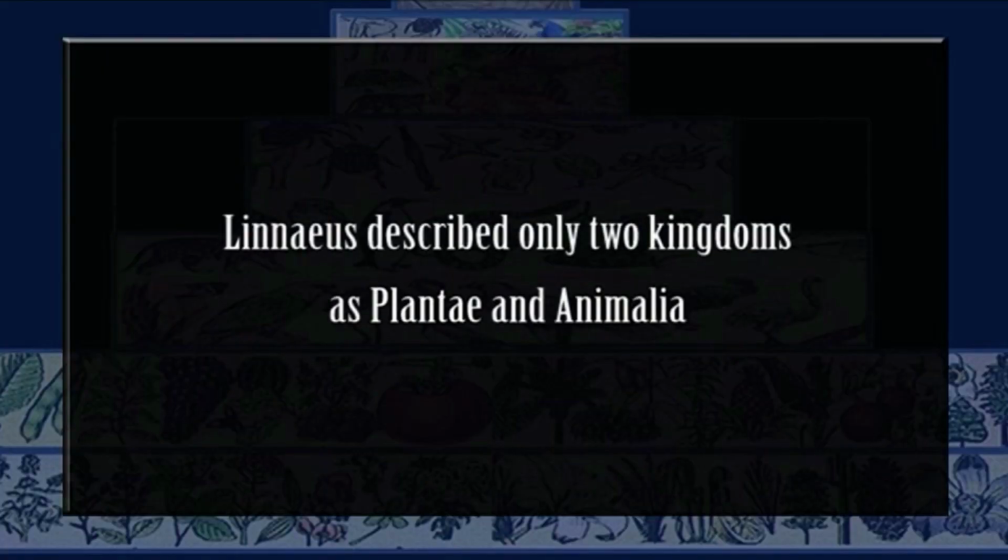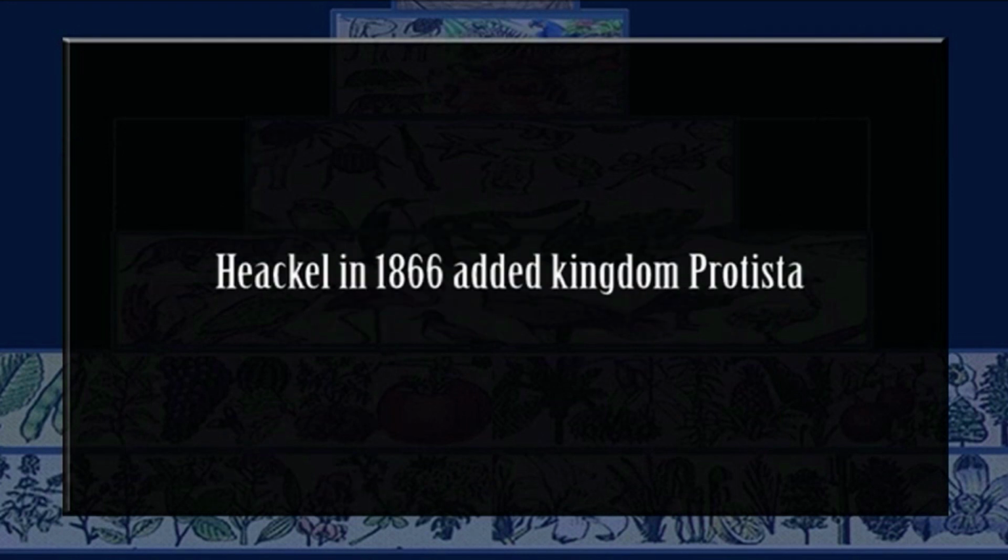The rank kingdom in classification has been in a state of change due to ongoing research and discussion. Different models of classification systems provide different numbers of kingdoms of living organisms. As already discussed, Linnaeus described only 2 kingdoms, Plantae and Animalia, for the living world. Haeckel in 1866 added kingdom Protista to the Linnaean kingdoms.